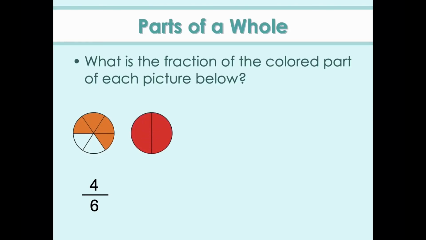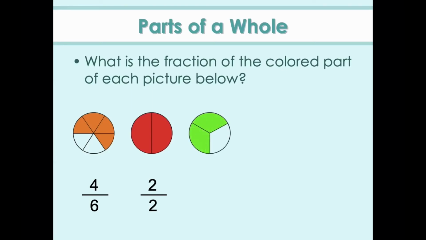Look at the red parts. How many red parts do we have shaded? 1, 2. How many parts do we have total? 1, 2. So our fraction would be 2/2, which means we have 1 whole.